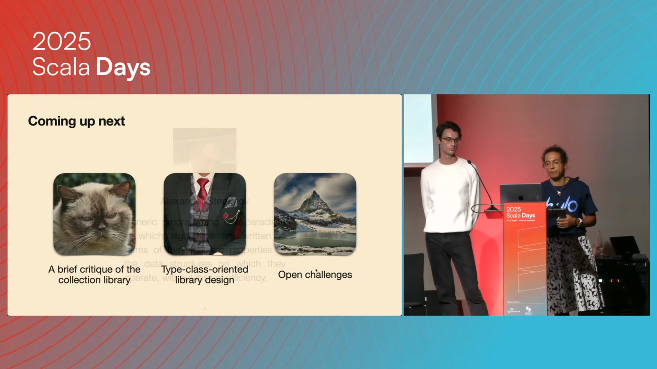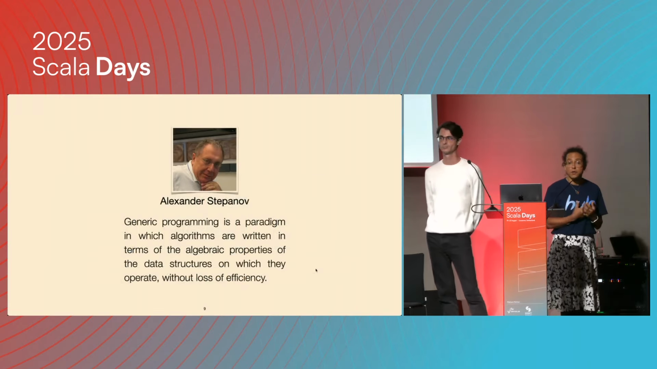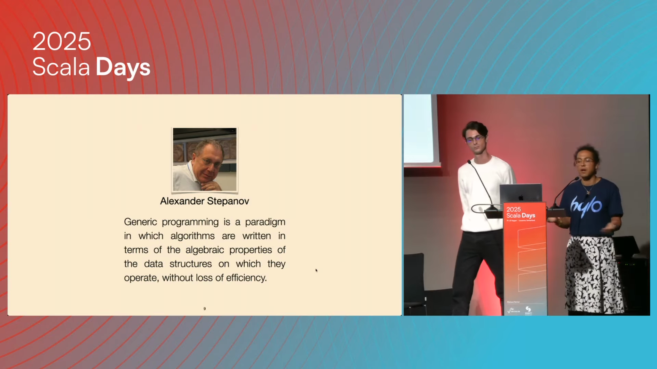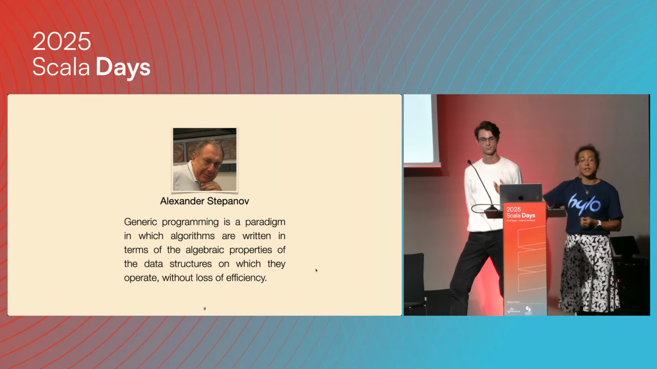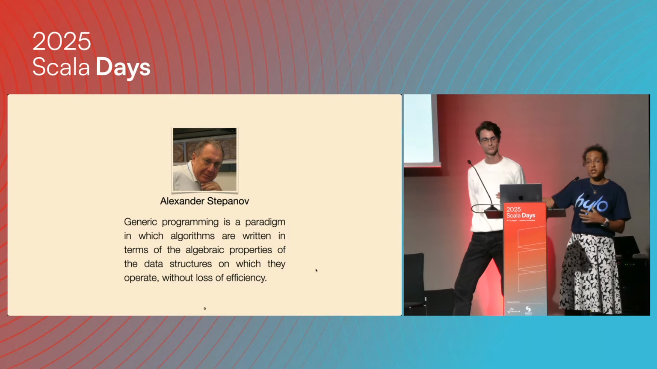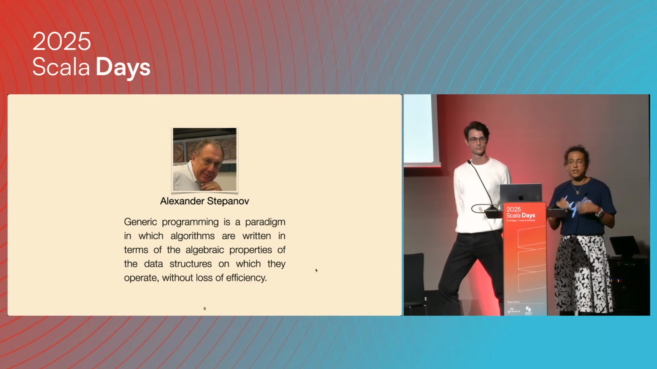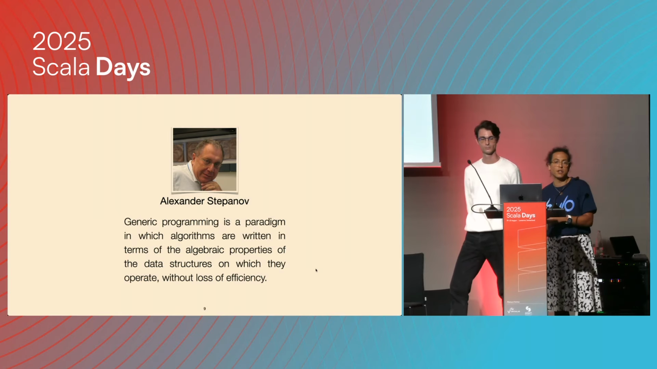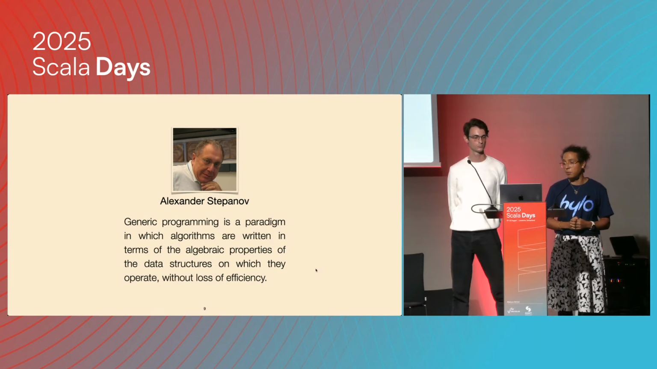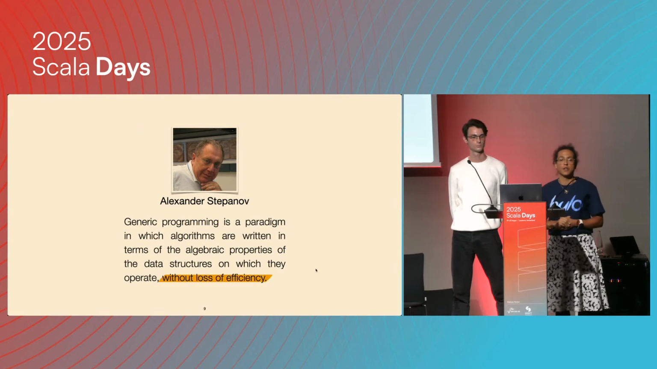So generic programming. That's a topic that's very close to my heart. And as most people coming from systems programming, I borrow my definition from Alex Stepanov, who is the father of the C++ standard library. And he gave this definition that generic programming is the paradigm of expressing algorithms in terms of the properties of the data structure on which they operate without loss of efficiency.